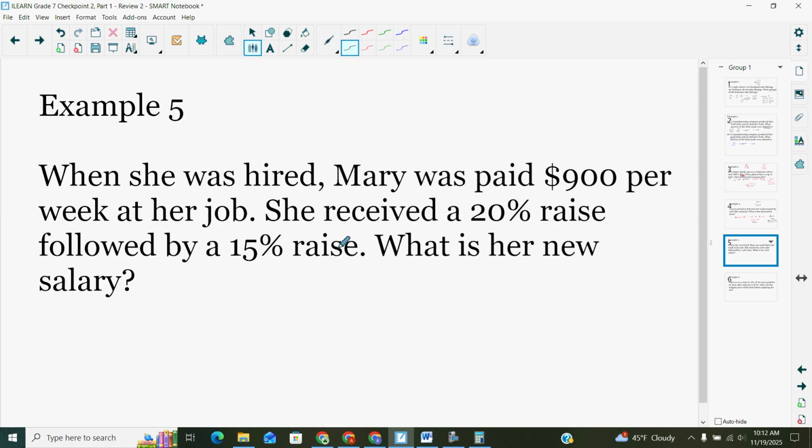Very first thing is we need to break this apart into 2 parts. She's getting 2 raises. We need to take care of them independently. This 20% raise we're going to take care of, and then we're going to do a 15% raise. I cannot add these percentages together and say that she got a 35% raise. And we'll take a closer look at why here in a little bit.